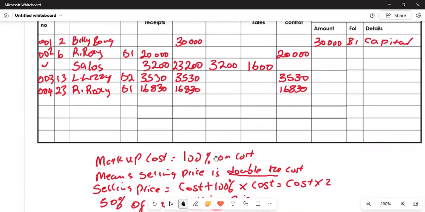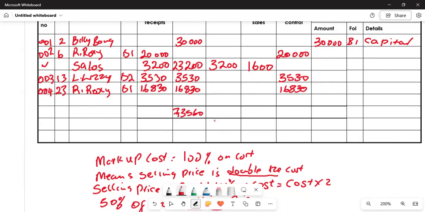So now we are to do what? We are to balance our bank, balance our sales, balance our cost of sales, as well as our sundry accounts. We are going to first start by our bank. So in our bank, we are going to have the total of what? 73,560 when you add them all.